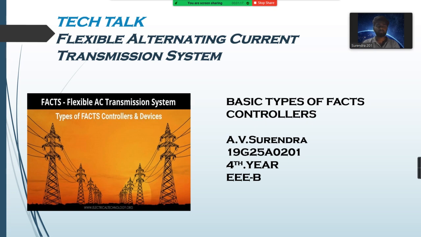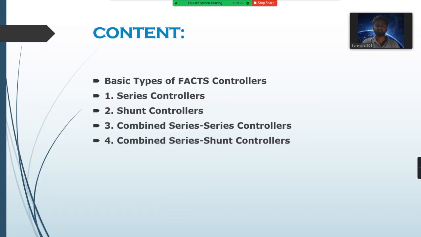Today I am going to discuss the basic types of FACTS controllers in this Tech Talk video. Let's get started. In this video I am going to share these contents. First of all, the basic types of FACTS controllers, and these are four types: series controllers, shunt controllers, combined series controllers, and combined series-shunt controllers, and we will discuss all of them one by one.